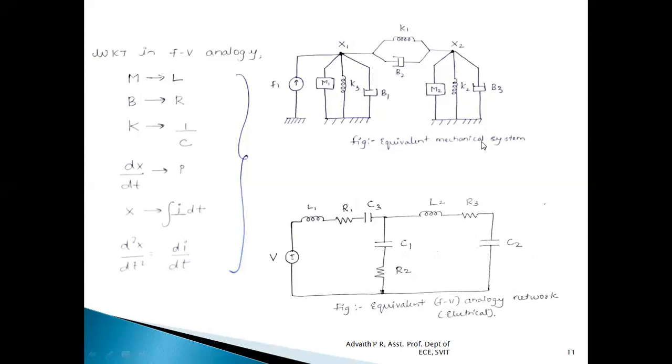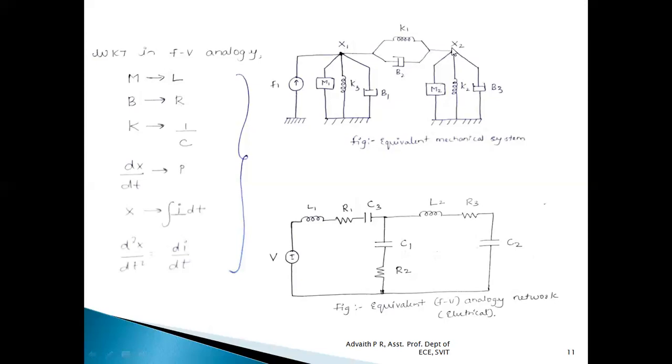So let me explain how to draw the equivalent electrical system from a mechanical system using FV analogy, force-voltage analogy. As already told, in FV analogy, mass is analogous to inductance, the damper coefficient is analogous to resistance, and the spring constant is analogous to the inverse of capacitance. If we remember these three, it's enough to draw the equivalent FV analogous electrical network. So let us start with it.